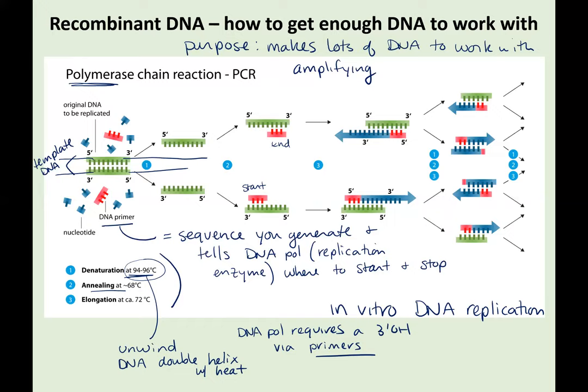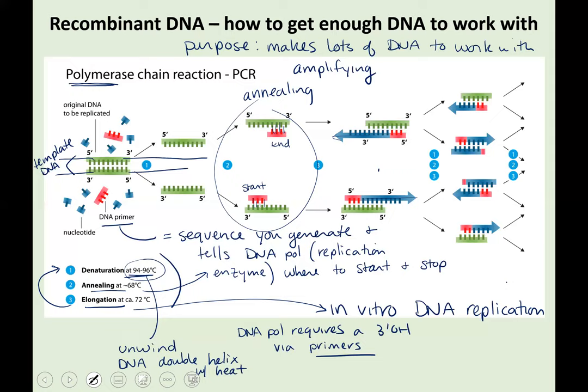Annealing is where our primers come in. We cool it down so that the primers can base pair with your target DNA. And then they say, hey, DNA polymerase, let's copy. That's the elongation step, in vitro DNA replication. So here the DNA polymerase comes in and copies, copies, copies. Great, one round. Now we repeat: we break those double helixes, put in more primers, and they copy, copy, copy, until eventually you have millions of copies of this one DNA sequence. I have put in the resources for recombinant DNA technology a really good video for PCR. I know it's kind of hard to visualize here, so I really encourage you to watch that.